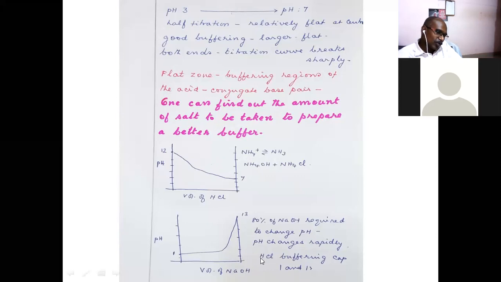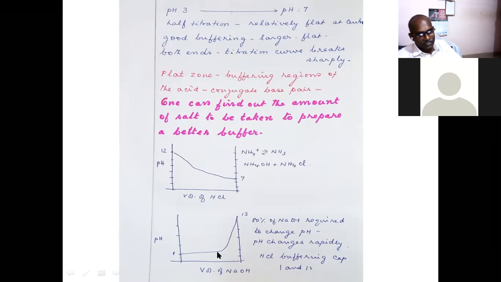Suppose you take hydrochloric acid and titrate it against NaOH. 80% of NaOH is required to change the pH. So the pH change is not very sudden. It is almost acidic. Only when 80% of NaOH is consumed, there is a sudden increase in the pH. Therefore, the buffering is seen from 1 to 13 almost. So here it has a sharp increase.